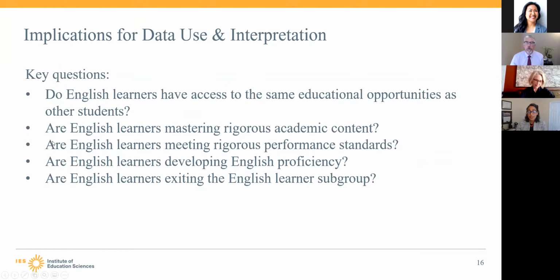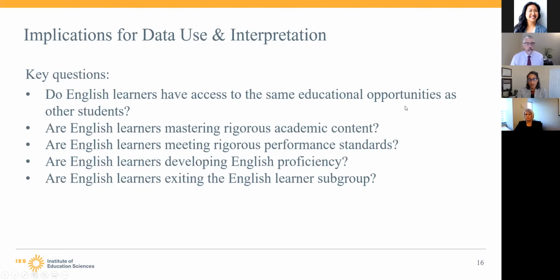So as we start to think about data, I think that the implications of these goals that we want to keep in our minds can be translated into the key questions that you see here. So given the policy context for educating English learners, relevant questions to ask are things like, do English learners have access to the same educational opportunities as other students? Are English learners mastering the same rigorous academic content that all students are expected to master? Are they meeting rigorous performance standards? Are they developing English proficiency? And are they exiting from the English learner subgroup? So these are the kinds of questions and indicators that we want to be asking ourselves.